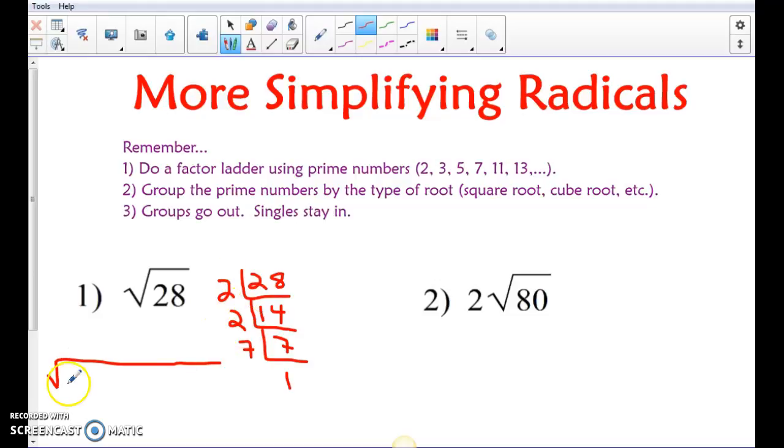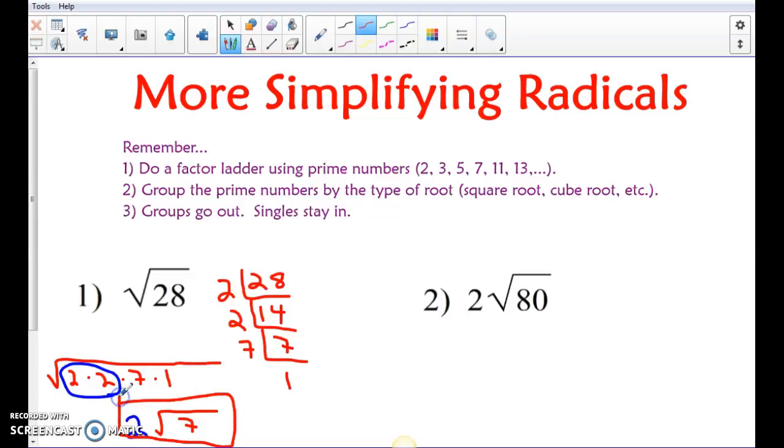So now we're going to take our factors here. We're going to list those out: 2 times 2 times 7 times 1. And again, we're looking for any groups of 2 that are alike. So here I have 2 2's, so I'm going to circle those. Anytime I have a group, I'm going to write it outside my radical. So I'm going to take that pair of 2's, write it outside the radical, and then the 7 and the 1, we keep those together inside. So 7 times 1 is just 7. So our final answer here would be 2 radical 7.